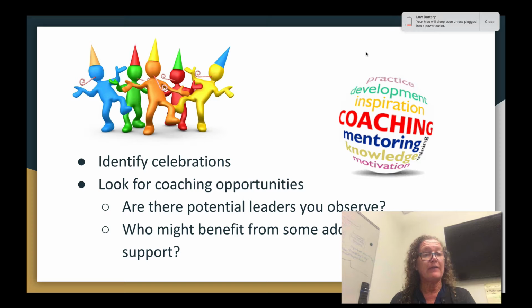And as you're looking at the work that your teachers and your staff are doing, you want to identify what can you celebrate, what structures are working, what are some best practices you note. So carrying a little notebook or taking mental notes of what you see can be really positive. You also want to look for coaching opportunities. Are you seeing potential leadership in a teacher or a staff member that you hadn't thought of before or hadn't considered as a leader? Is it possible that you could coach them into leading the work for their team? And then who might benefit from some additional support?